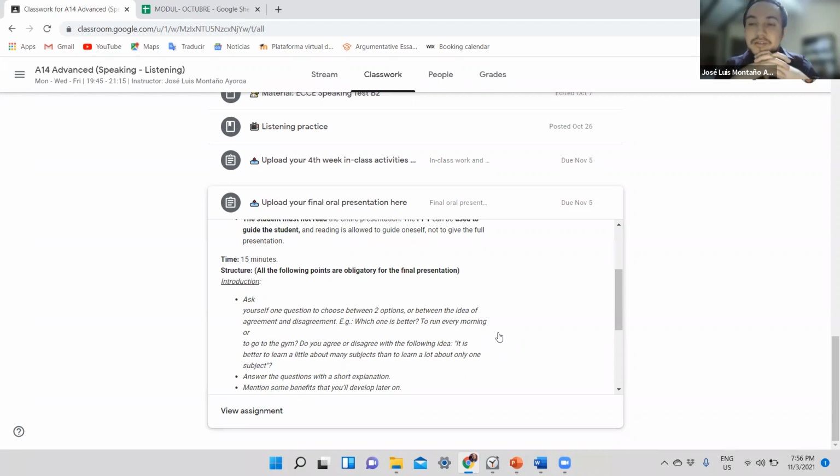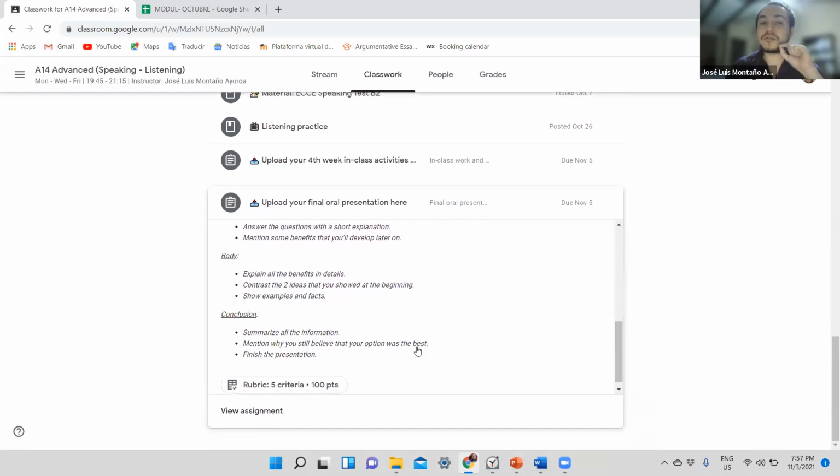Over that affirmative idea, you are supposed to tell me if you agree or disagree with it. At that exact moment, you need to tell me the answer. So you say, I agree with this because of this and that, very shortly. The introduction is very short. Then you mention some of the benefits or reasons you're going to develop later on. In this presentation, I'm going to talk about this and that to make you understand why I agree or disagree with this.